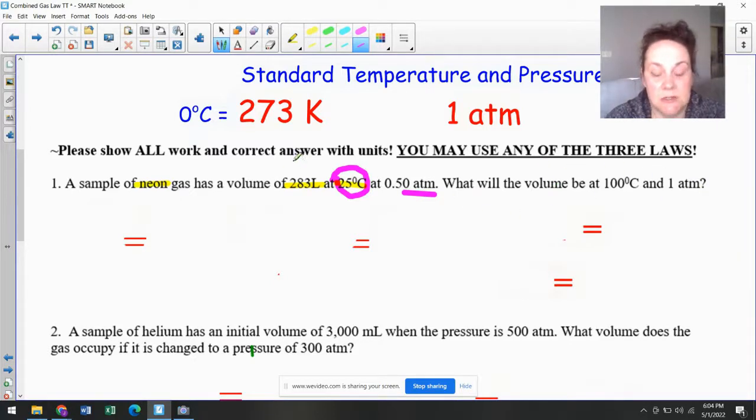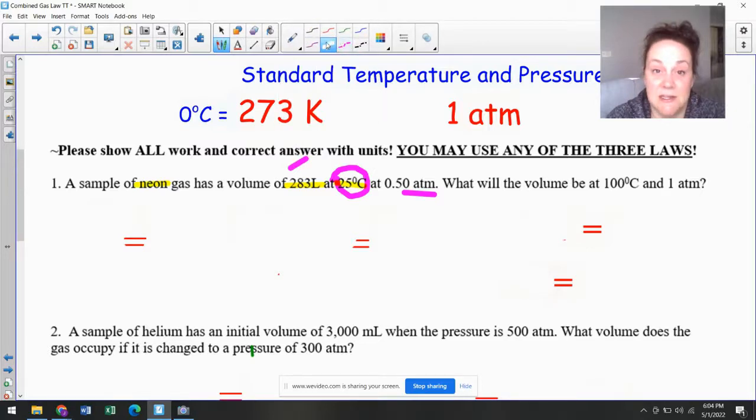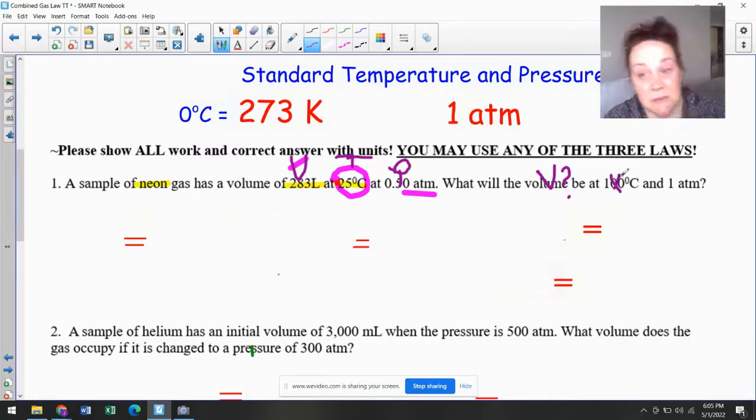Sometimes when I'm reading, I like to go through and put the variables on here. So this is a volume. This is a temperature. And this is a pressure. What will the volume be? That's my question mark. At 100 degrees Celsius, that needs to be 373, and that's going to be my temperature. And then this is my pressure.